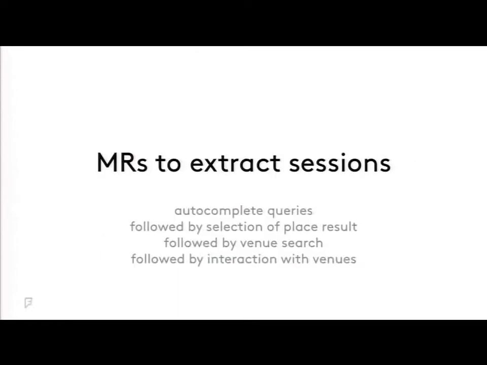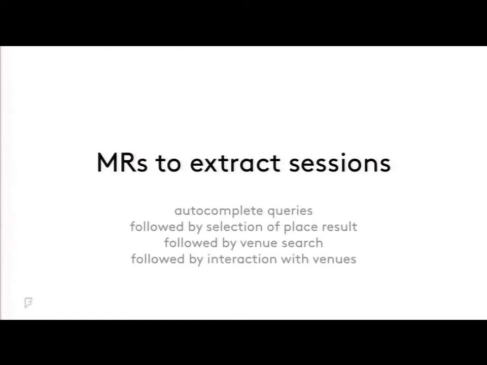We wrote a bunch of map reducers that extracted successful autocomplete sessions from our interaction logs. Now, by a successful autocomplete session, I mean one where a user started to type the name of a place, selected an autocomplete suggestion, and then performed some kind of venue search within that geography. Further, that they got back results that they were happy enough with, that they interacted with the results that they got.